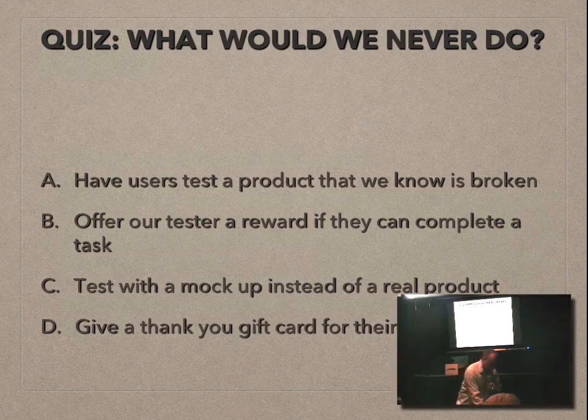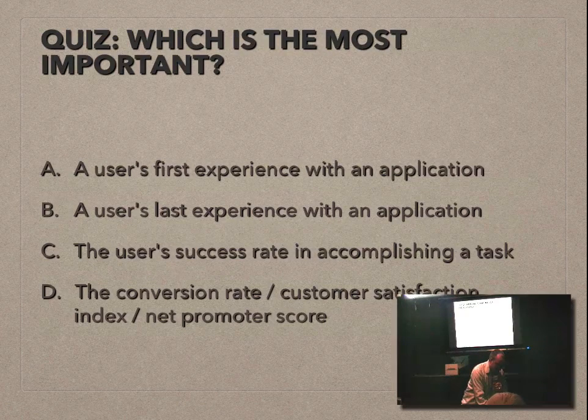All right, another quiz. This is a short one. This is the last one I need. And this is controversial. We're going to have some fights, so roll up your sleeves. Which of these things do you think is most important? A, a user's first experience with an application. B, a user's last experience with an application. C, the user's success rate in completing a task. Or D, the conversion rate or customer satisfaction index or net promoter score. Which of these things do you think is most important?